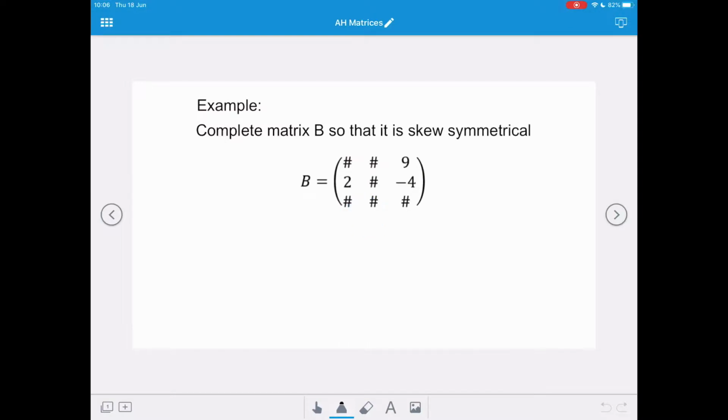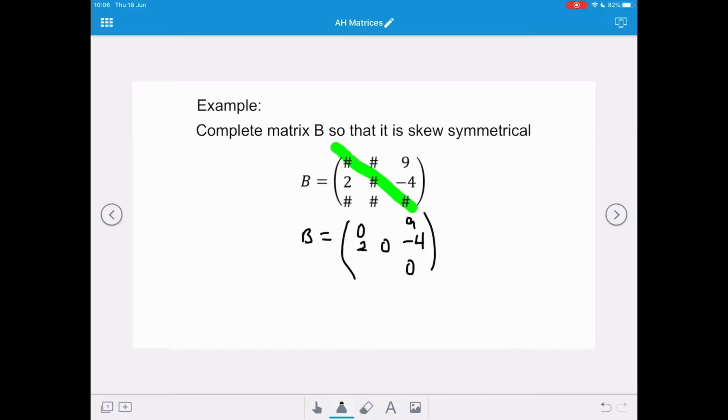So the second example here, we want to complete matrix B so that it is skew-symmetrical. The first property we need to remember is that the lead diagonal for a skew-symmetrical has got to have all values equaling 0. So if we write matrix B, we can fill in our lead diagonal with 0, 0, 0. And we can fill in the rest of the information that we've been given in the matrix at the top.